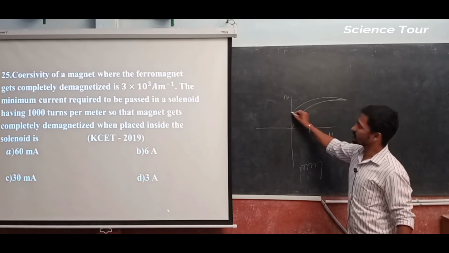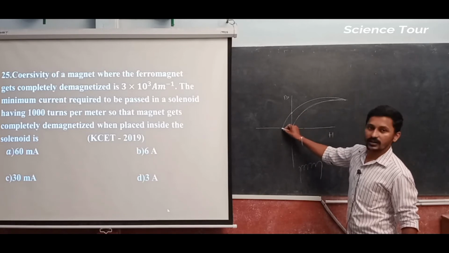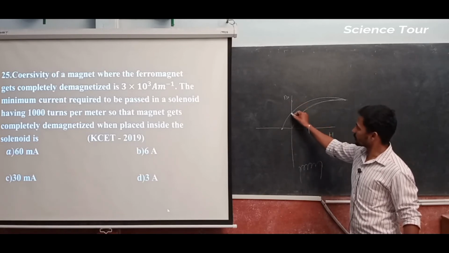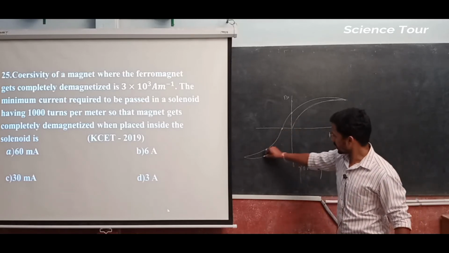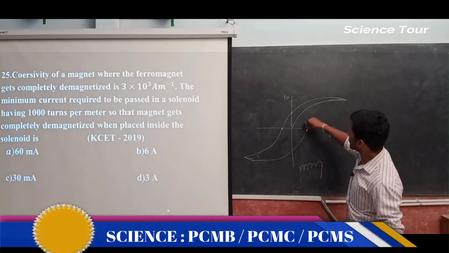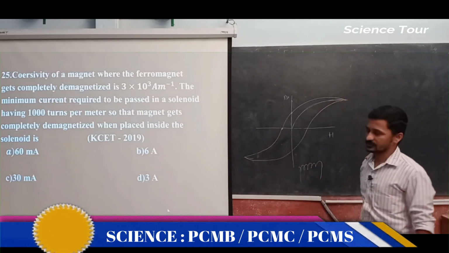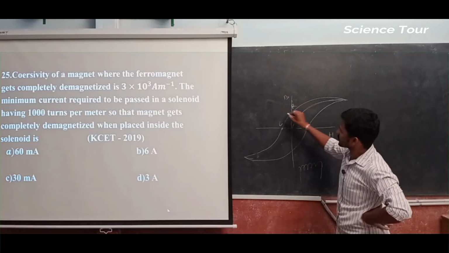So this becomes retentivity. Again, if you increase in the negative direction, you have to increase it in such a way that all the magnetic field developed becomes 0. Then it will go in this way, again it will come in this way, and you are going to get the graph in this way. Hysteresis curve.